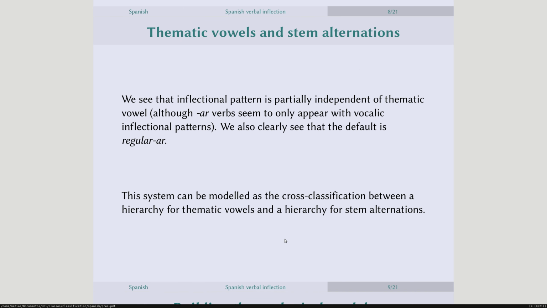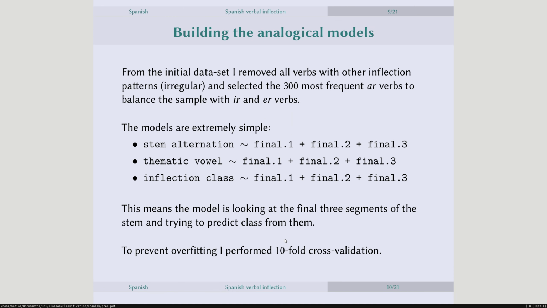One important point here is that these smaller patterns are independent from the thematic vowel. And that means they are a different dimension of inflection to that of the thematic vowel. The thematic vowel determines the suffix and markers, while these patterns determine what happens to the stem internally. This can be modeled as a case of cross-classification and inheritance hierarchy. If you're into that, that's not going to be the topic of this study right now.